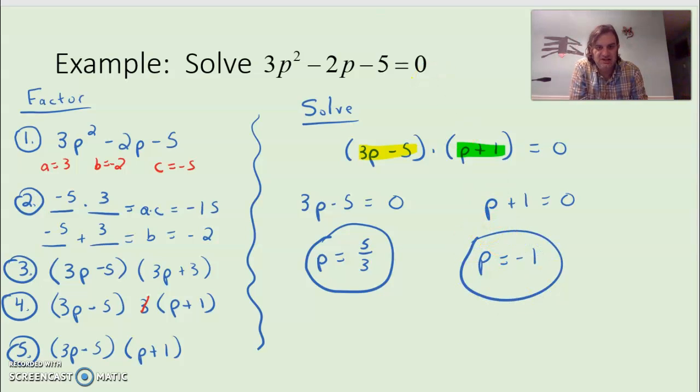And if you were to take them way back to the beginning, where p is in the quadratic, you should be able to plug 5/3 in and balance out this equation. Both sides will be 0. You should be able to plug the -1 in and balance out the equation. Okay.